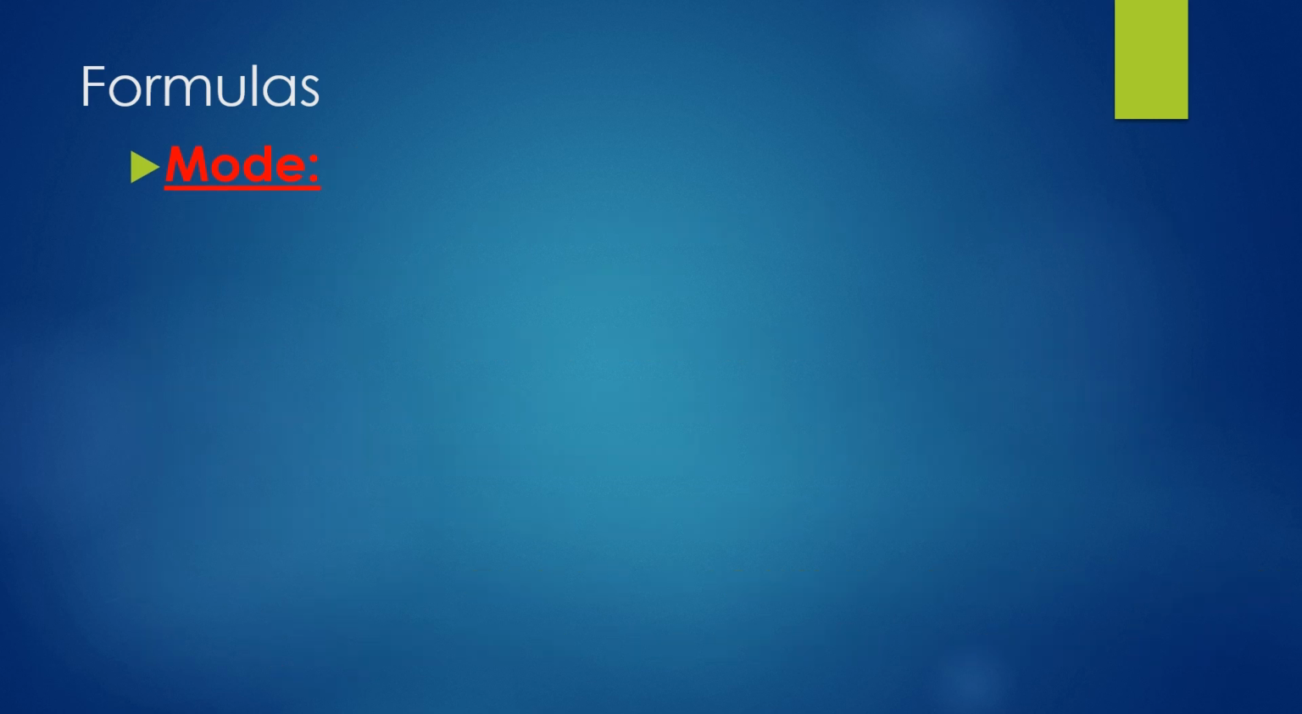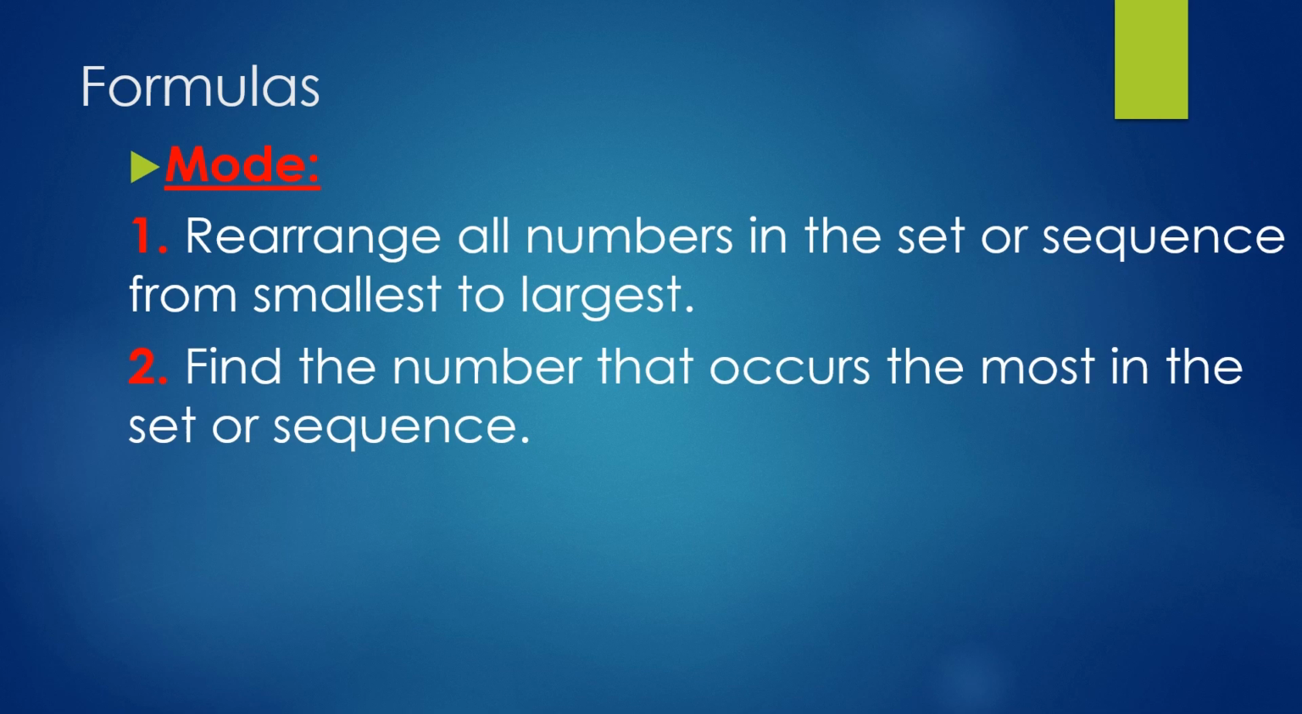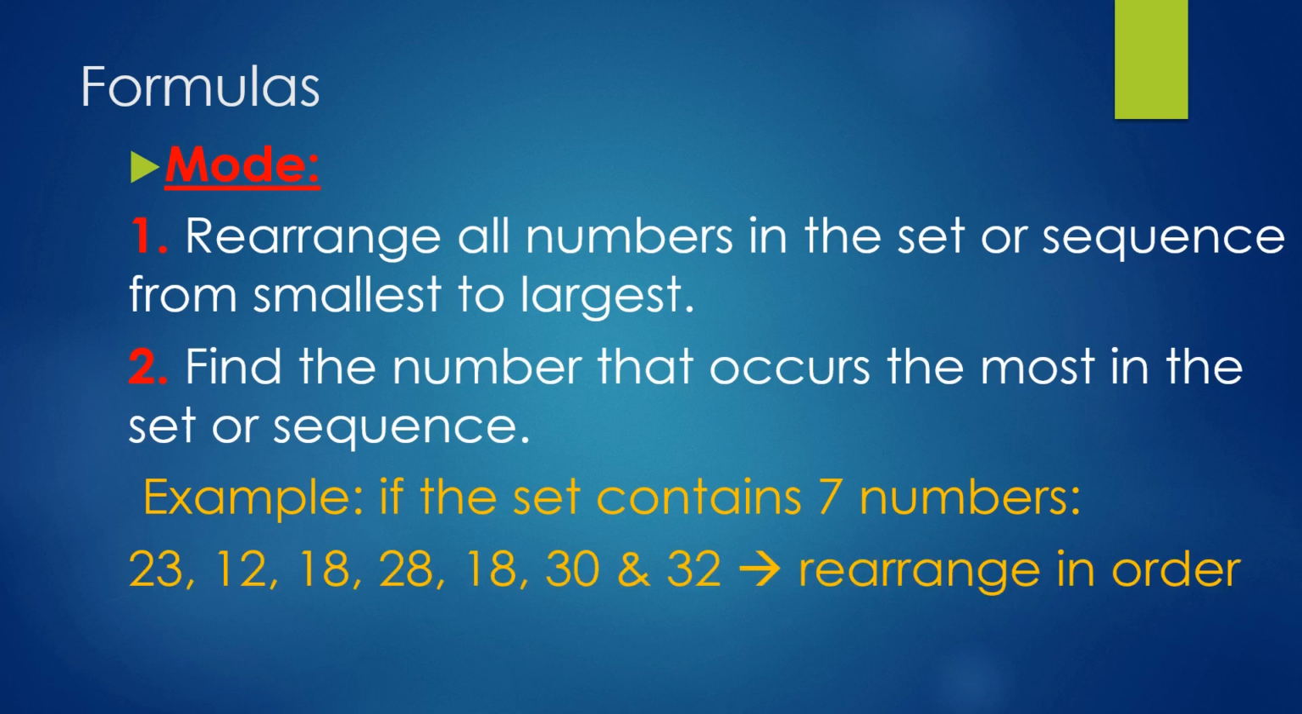Next, we'll look at mode. For the mode, we're again going to rearrange all numbers in the set or sequence from smallest to largest. Again, this is going to help us to see what we need immediately. Then we're going to find the number that occurs the most in the set or sequence. So for example, this time we'll have 7 numbers: 23, 12, 18, 28, 18, 30, and 32.